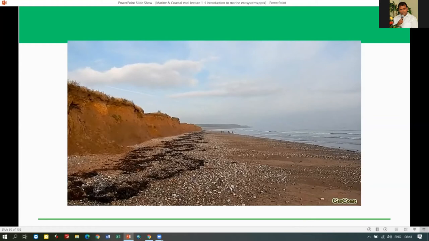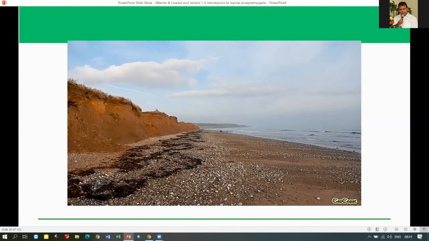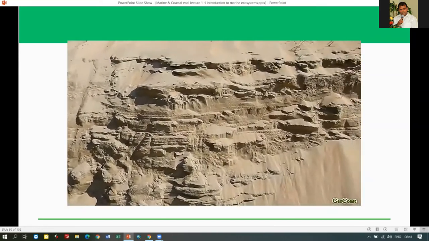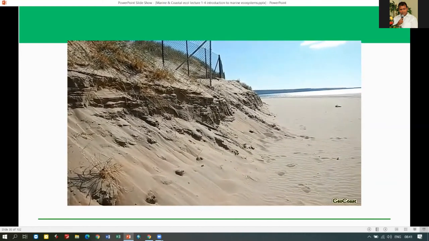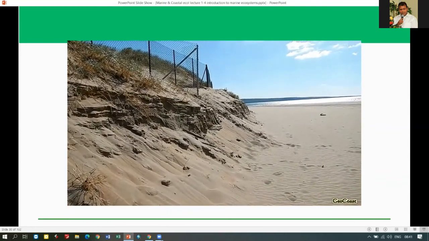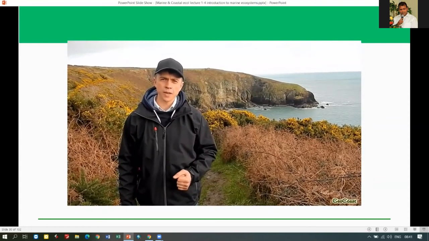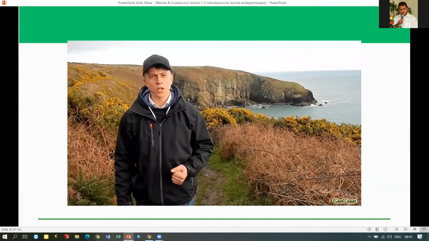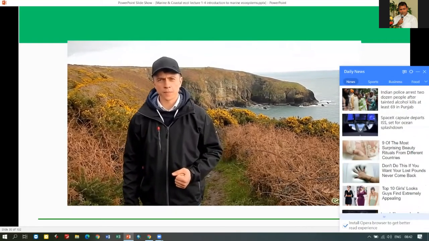If the cliffs are formed in soils, they're called earth cliffs, like this one in Ballycotton Bay, or this one at the front of the sand dunes in Lahinch in County Clare. There's a lot more to say about different types of coastal landscapes, and if you would like to learn more, please visit the GeoCoast YouTube channel so you can see more videos from different parts of Ireland.